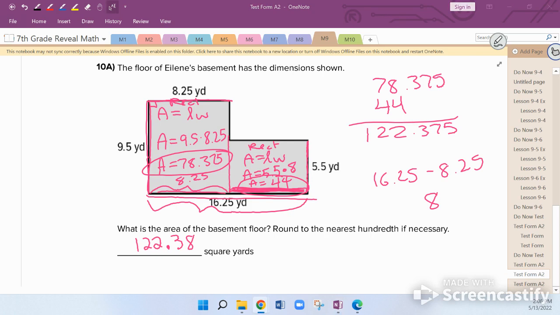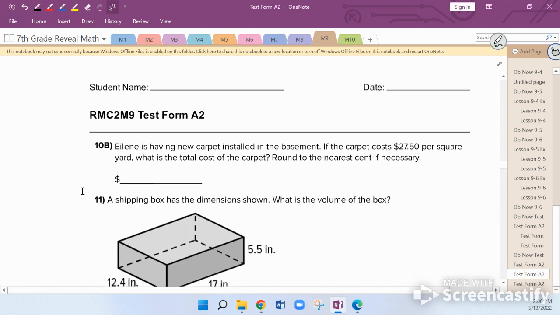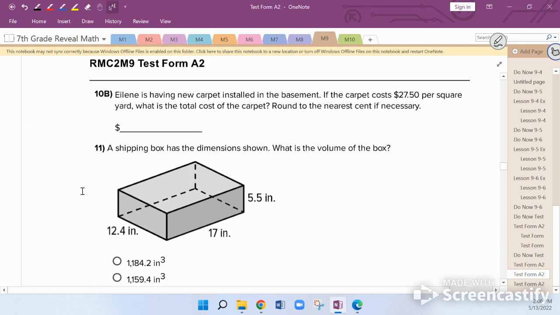Here we go. So we got 122.38 square yards, and if we look at the next part of the problem, it tells us how much it costs per yard. So it says here that they're getting new carpet installed, and it costs that much per yard. I'm going to underline that. All right, what's the total cost? That's what we're trying to find.